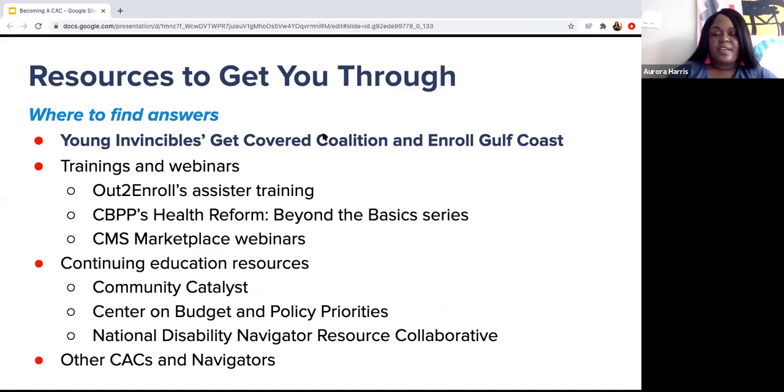But here are some more resources to sort of get you through it. So of course, you've got YI, Young Invincibles, and you've got Every Texan. We'll be following up with this presentation and the recording and how to get involved in our coalitions. We run a statewide coalition, and we run a local coalition called Enroll Gulf Coast that works with community partners who do just this, who enroll people in Affordable Care Act and Medicaid and CHIP plans.